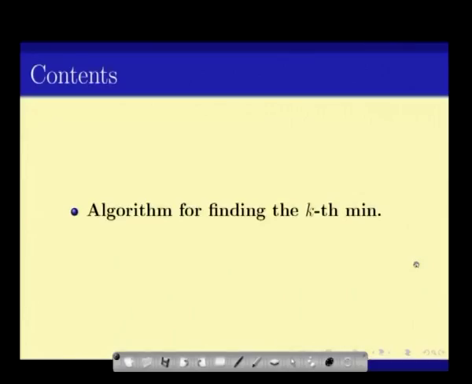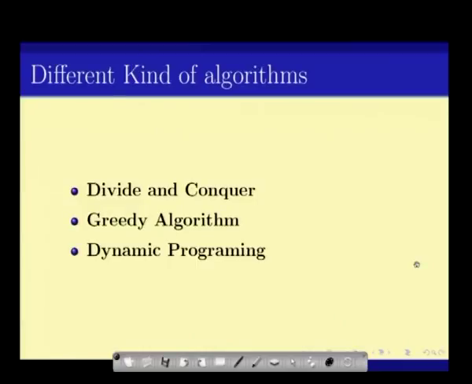Welcome to the UGC lecture series in computer science, and the topic is algorithms. Today we will be looking at one more divide and conquer algorithm. We will be seeing the algorithm for finding the kth minimum. To recollect, we have three defined kinds of algorithms: the divide and conquer algorithm, the greedy algorithm, and the dynamic programming algorithms. We have been using the divide and conquer algorithms and seeing some examples of that.